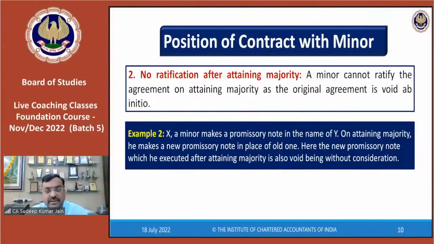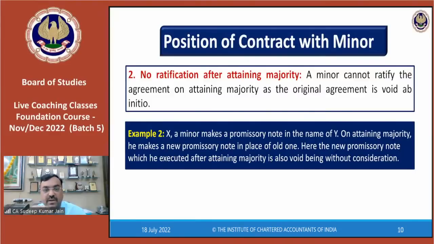X is a minor, and he makes a promissory note in favor of Mr. Y. On attaining majority, now Mr. X becomes the major. He makes a new promissory note in place of the old one. Here the new promissory note, which he executed after attaining majority, is also void, being without consideration.